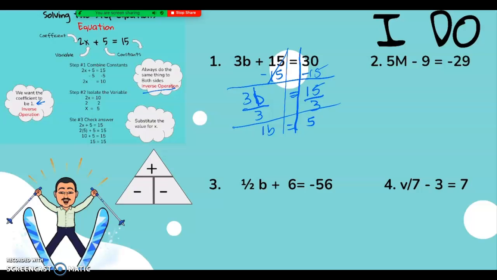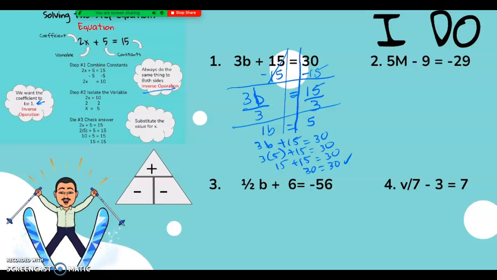Now I can go back and take that value and substitute it into the original equation, which is 3b plus 15 is equal to 30, or 3 times 5 plus 15 is equal to 30. 3 times 5 gives me 15, plus 15 is equal to 30, and 30, that checks out.